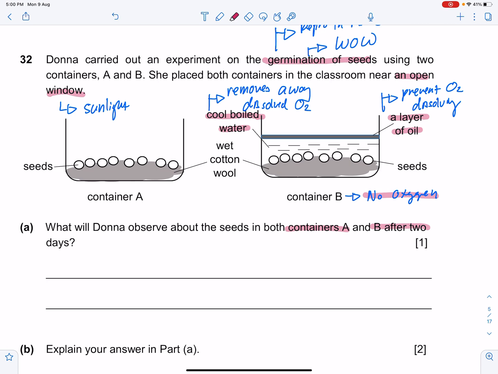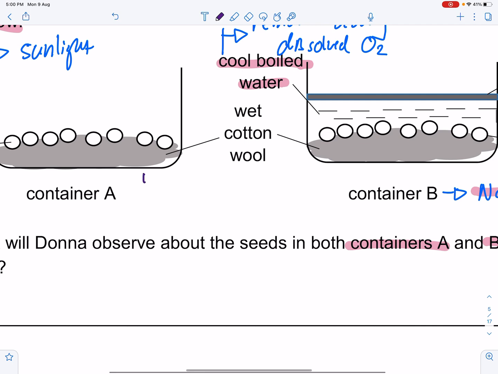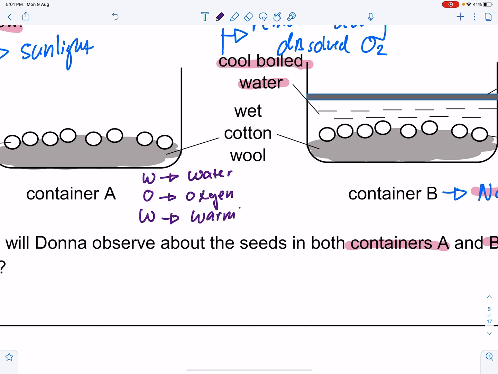So let's talk about our WOW factors. In order to germinate, we know that the WOW factors are needed. What's the WOW factors? WOW. It stands for water, oxygen, and warmth. These three factors are needed in order for germination to happen.